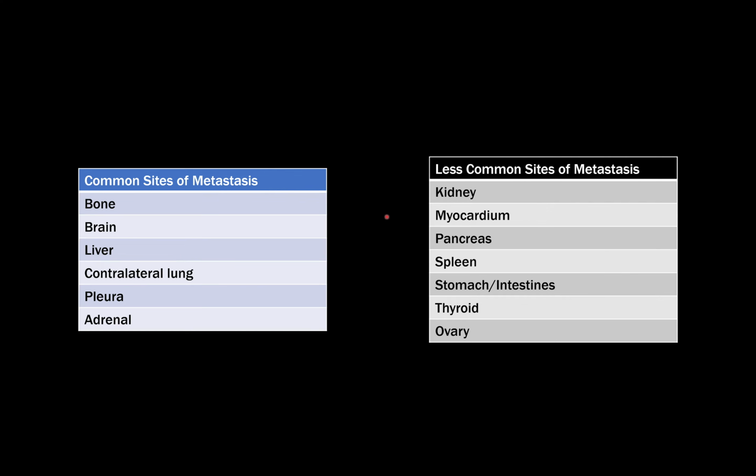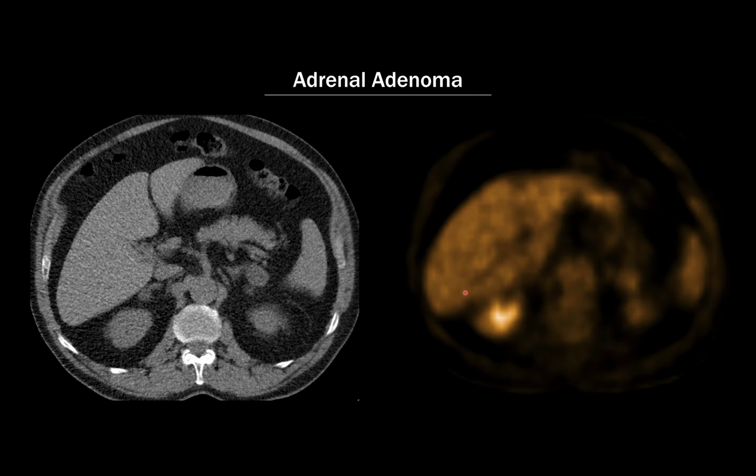Over here are less common sites of metastases, but I wouldn't say that these are rare. So kidney, myocardium, pancreas, spleen, stomach/intestines, thyroid, and ovary. These are less common sites of metastases, but you will see them from time to time. Okay, I want to talk about a few specific organs.